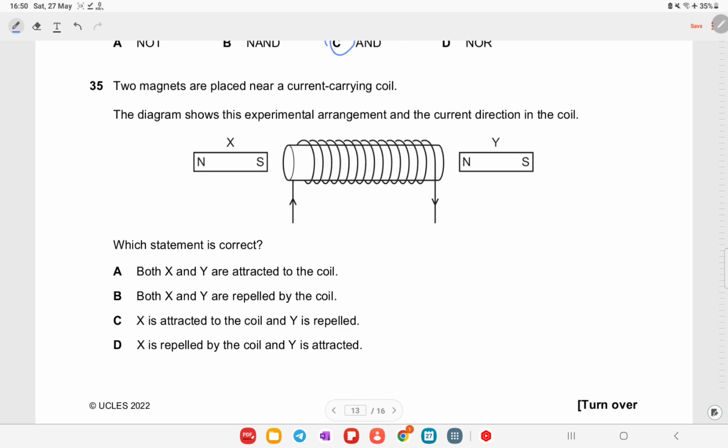Two magnets are placed near a current carrying coil. The diagram shows this experiment arrangement and the current direction in the coil. Which statement is correct? Both X and Y are attracted to the coil.